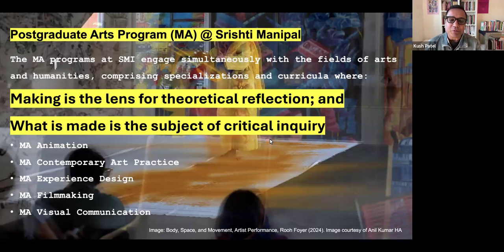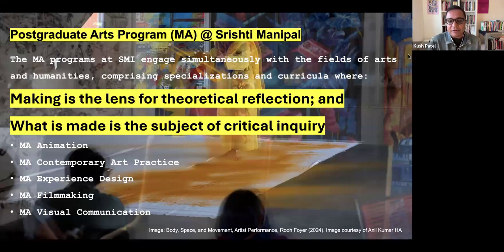Okay, thank you. So what is the MA program all about at Srishti Manipal? You would have come across Master of Arts offerings in traditional humanities departments, but what makes an MA at an art and design institution, and in particular Srishti Manipal, distinct from programs elsewhere is the simultaneous focus and engagement with the fields of arts and humanities, comprising specializations and curricula, where making is a lens for theoretical reflection, and where what is made is a subject of critical inquiry.